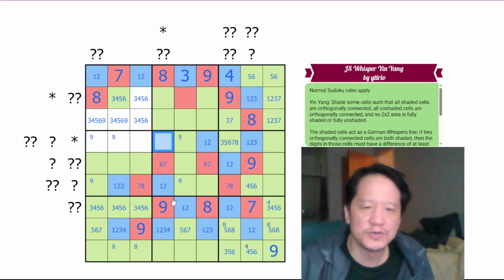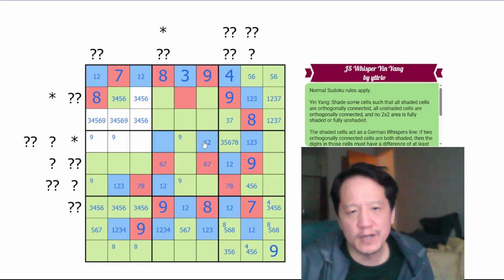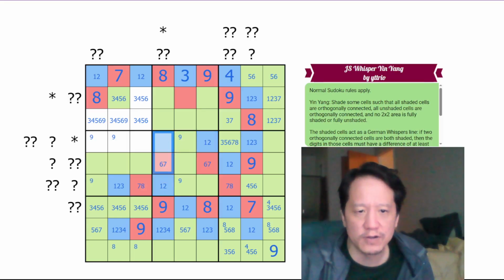Ah, then this wouldn't work. That would have to be at minimum 3 because we have the 1-2 pair in the box, which would be next to 6 or 7 on the Whisper 5 line, which doesn't work. So this, wow, that was pretty convoluted. So this cannot be shaded.